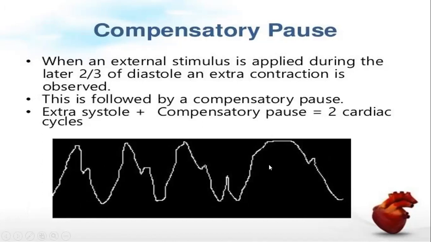When a stimulus is again applied in the latter two-thirds of the diastole, an extra contraction is observed. This is followed by a compensatory pause. Extrasystole plus compensatory pause is nearly equal to 2 cardiac cycles.